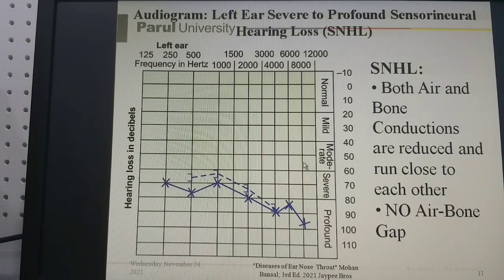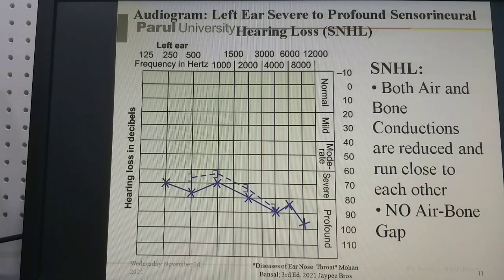Now this is again showing you the left ear because the left color is used, and it is really showing you the left ear severe to profound sensory neural hearing loss. So if the air conduction and the bone conduction run very close to each other and there is no gap of more than 10 dB, then we call that hearing loss sensory neural hearing loss.